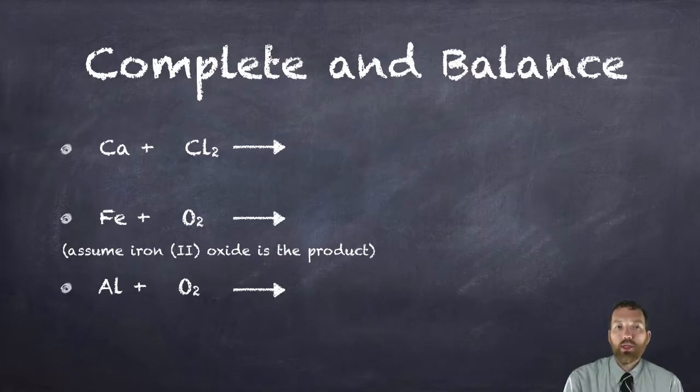So next I'd like you to pause the video and in your notebooks try to complete and balance each of these equations here. Now in the second one I give you a little hint. We're going to assume iron 2 oxide is a product. We'd have no way of knowing, so we're just going to pretend it's iron 2. So again, pause this video, give it a try. When you're ready, unpause it and I'll solve them for you.